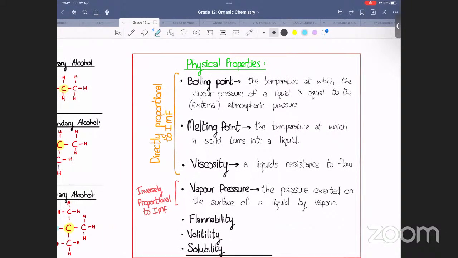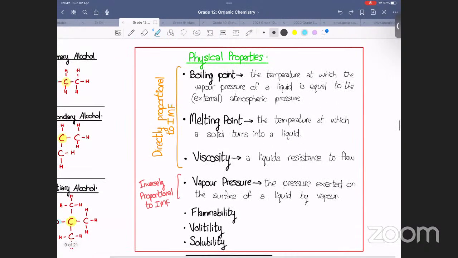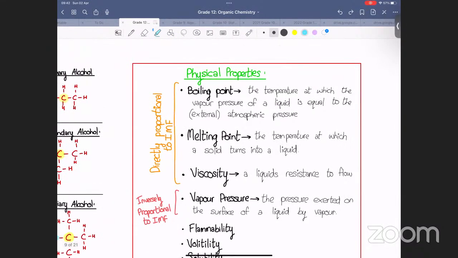Let's look at some physical properties: boiling point, melting point, viscosity, vapor pressure, flammability, volatility, and solubility. So, what is boiling point? Boiling point refers to the temperature at which the vapor pressure of a liquid is equal to the external atmospheric pressure. Then we have melting point, the temperature at which, this is a very basic definition. We should use the other one: the temperature at which solid and liquid are in equilibrium. We just went through it earlier. Let's see if I can find it.